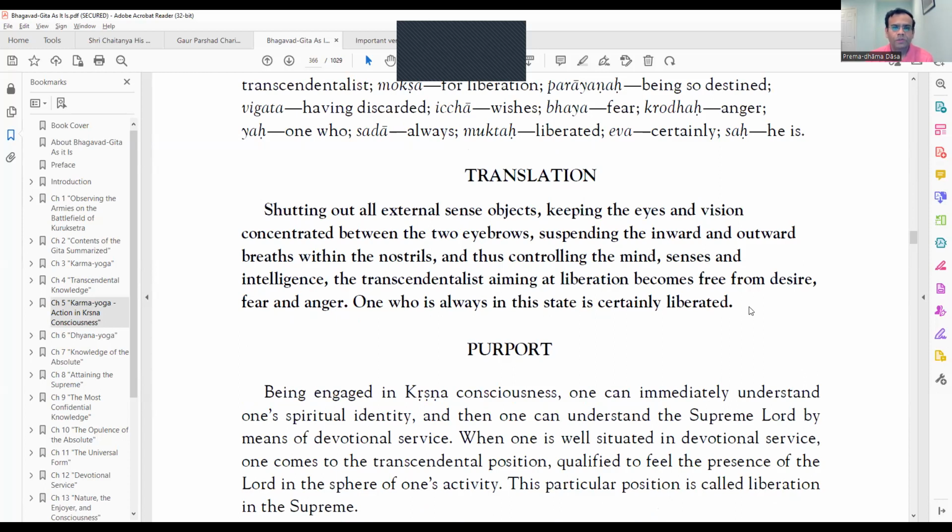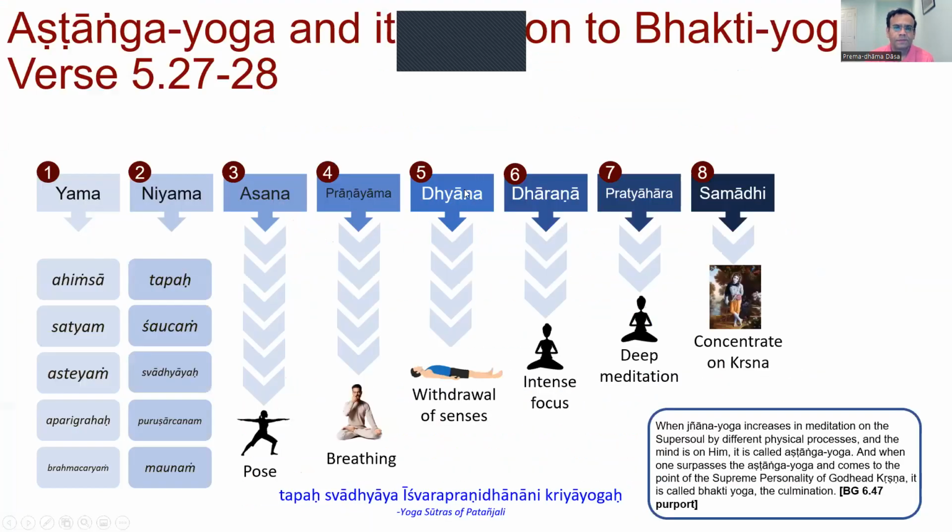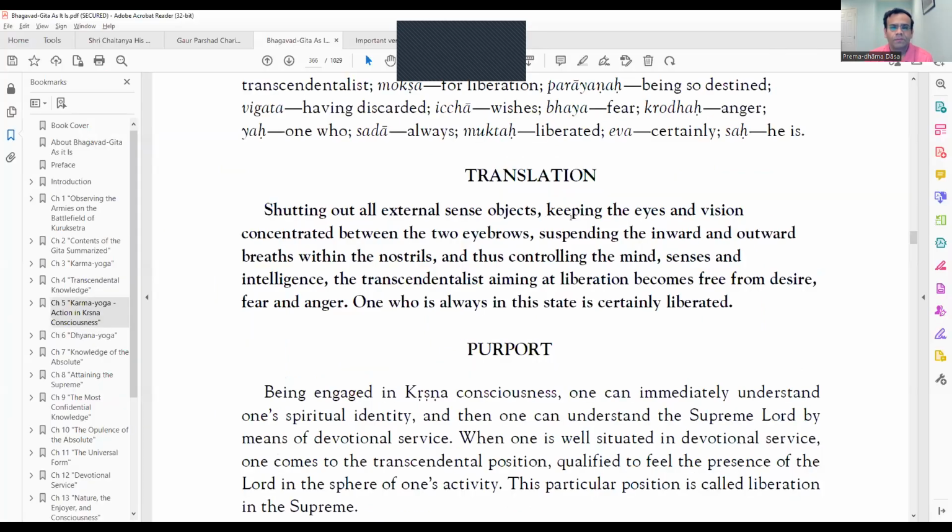So this corresponds to the dhyana stage. What Krishna is talking about is the dhyana stage. Right? So it's talking about withdrawing your senses, shutting out all external sense objects, vision concentrated between the two eyebrows. If you know the chakra system, right here is the Agya chakra. That chakra is supposedly a window to our spiritual self, and that's being talked about here. That's what Krishna is talking about in this verse.